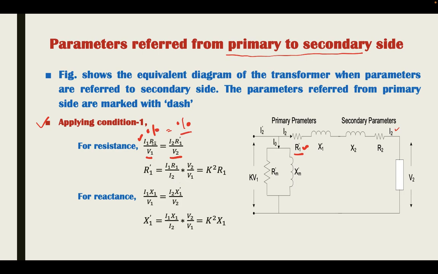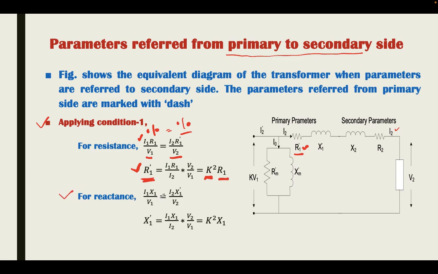From these two equations, rearranging them, we can find R1 dash as a function of V1, V2 and I1, I2. By definition, V2 by V1 is nothing but K, and I1 by I2 is nothing but K, and hence K into K will be K square. We can say that when resistance R1 is referred to the secondary side from the primary side, it is R1 dash, which equals K square times R1.